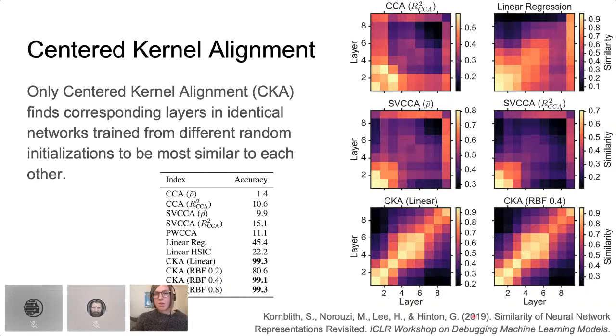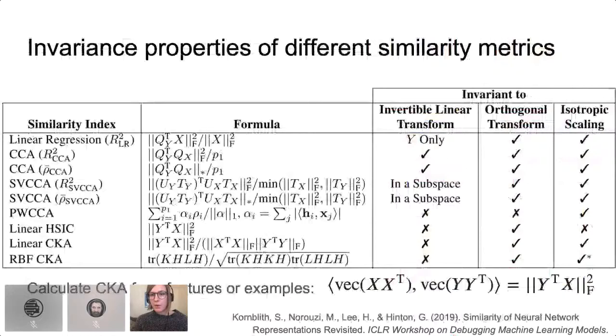In the paper, they try to explain why CKA is able to perform this task better than other metrics. And they look at the invariance properties of these metrics. Most of these CCA variants are invariant to any invertible linear transform applied to either X or Y, and also any isotropic scaling of the data. CKA, on the other hand, is only invariant to orthogonal transforms, things like rotations and reflections. And this might explain why it is able to identify corresponding layers better than other metrics.